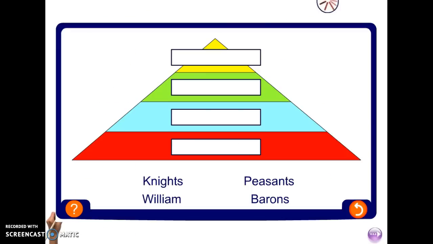Here we see another pyramid, but here we have the actual feudal system. What I would like you to do is get your ruler ready. You are going to draw this pyramid with the four groups, but we'll do that in the next slide. Right now, I'd like you to think about what order they belong in. So just take a quick think right now.